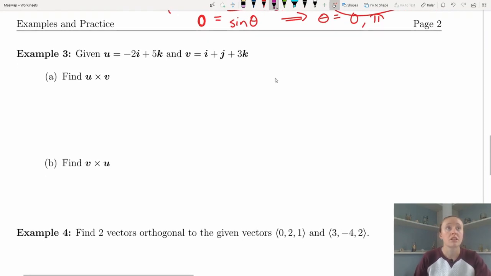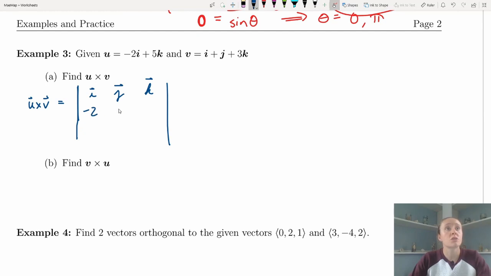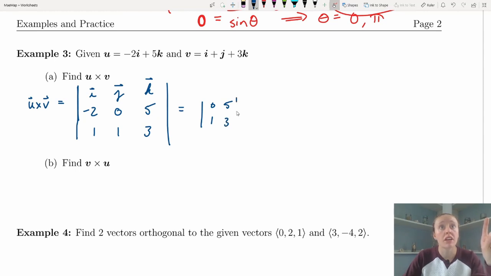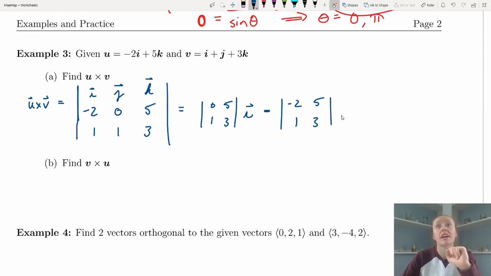So in example 3, given u as negative 2i plus 5k and v as 1i plus 1j plus 3k, let's go ahead and find the cross product of u and v. So u cross v is going to be, let's write those coordinate unit vectors, i, j, and k, and then vector u is negative 2, 0, 5, where v is 1, 1, 3. So again, using that finger, if you're writing this out, to cover up our first column, we'll have 0, 5, 1, 3, and that gets multiplied by vector i. And then we're not adding, but subtracting. Go ahead and cover up that middle column, writing the rest of those numbers. That will be negative 2, 5, 1, and 3, and that gets multiplied by vector j.